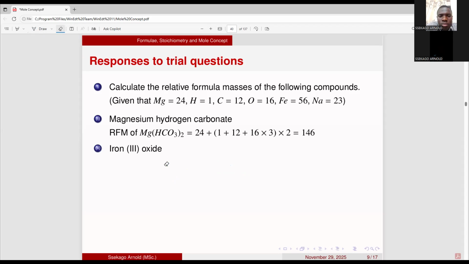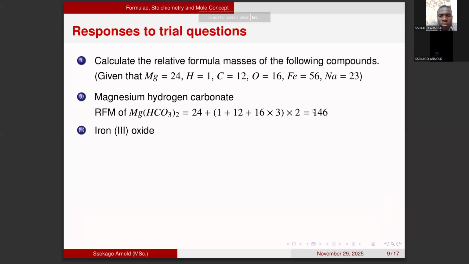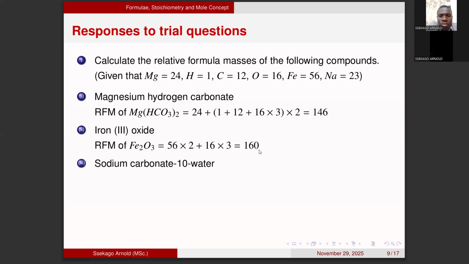As a result, RFM of iron 3 oxide is equal to... hope my screen is visible. RFM of iron 3 oxide is equal to 56. Fe is 56, but there are 2 of them, 56 times 2. Then plus oxygen, which is equal to 16, and there are 3 of them, that is 16 times 3. And summing all this information up, we obtain 160 as the RFM of iron 3 oxide.